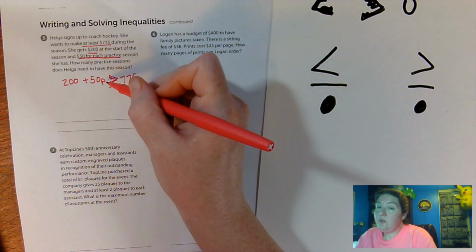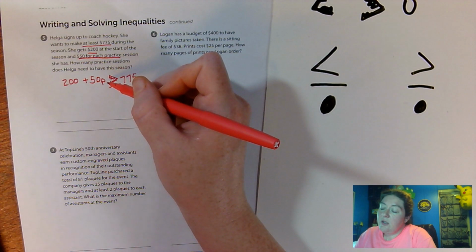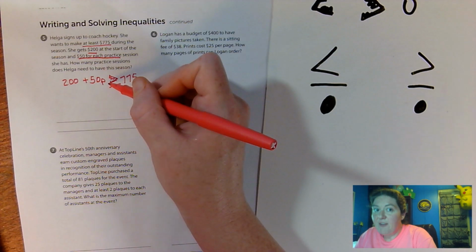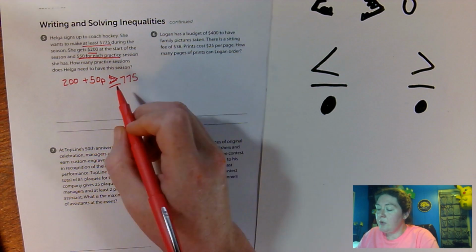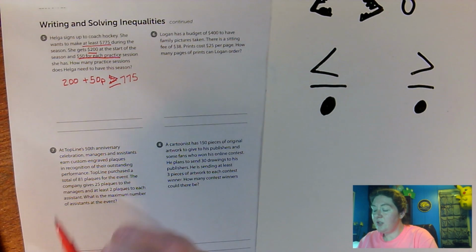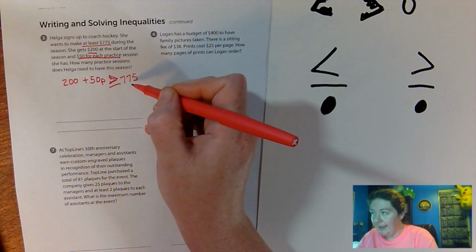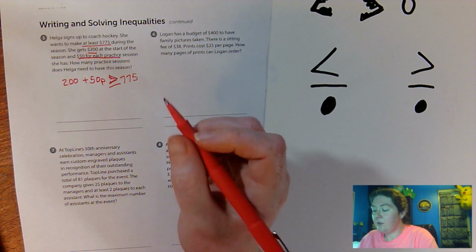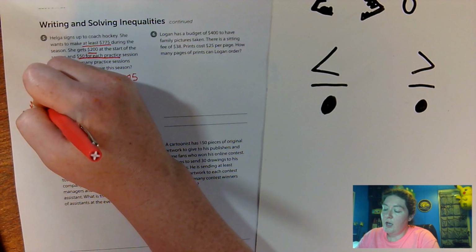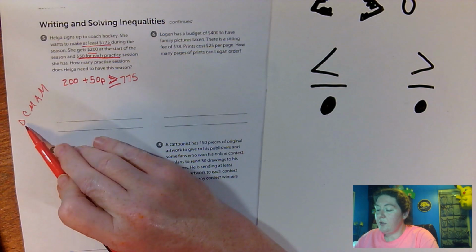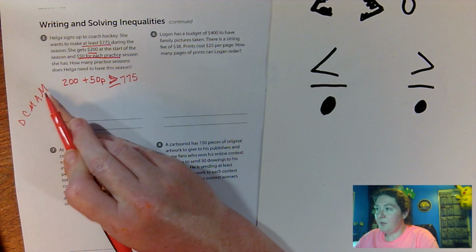So this week she may have 1 practice, next week she wants to have 5 practices. So that's our giant IDK. So let's figure out how many practices she needs to have to make at least $775. Don't call me after midnight. Distribute, combine, move, add, subtract, multiply, divide.